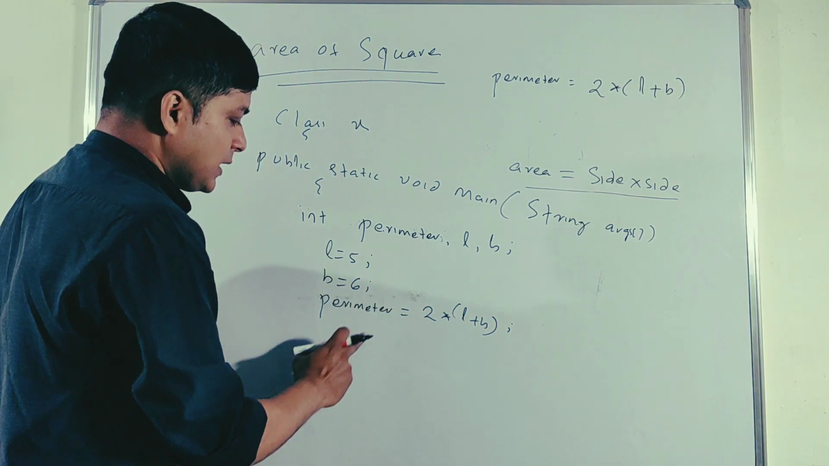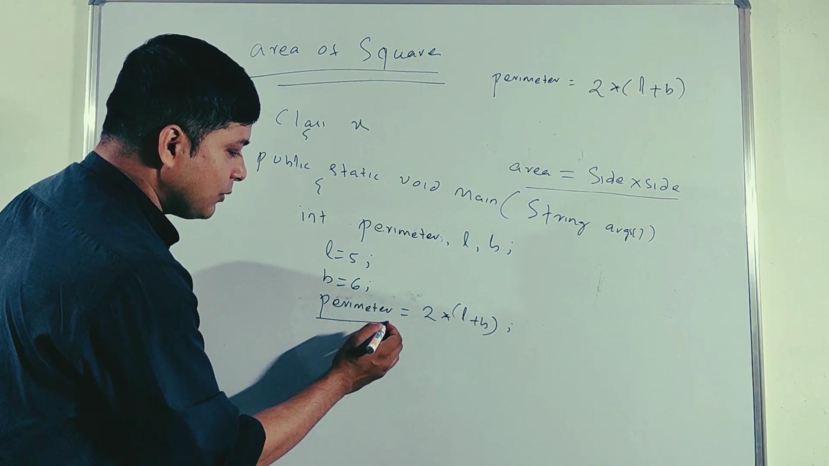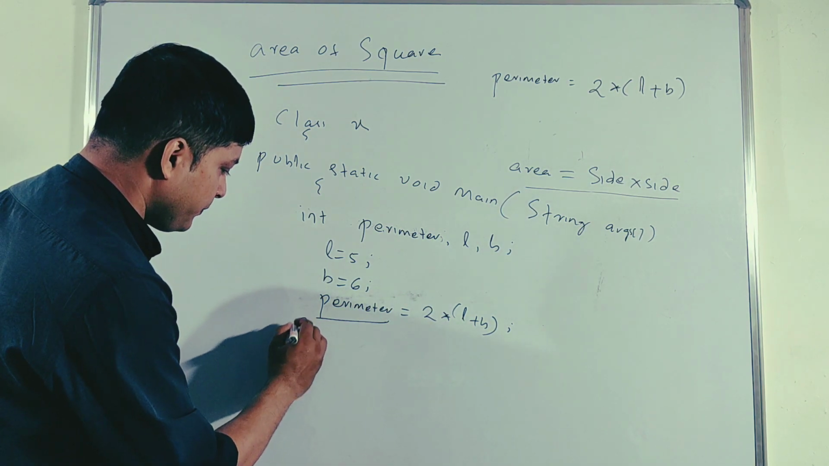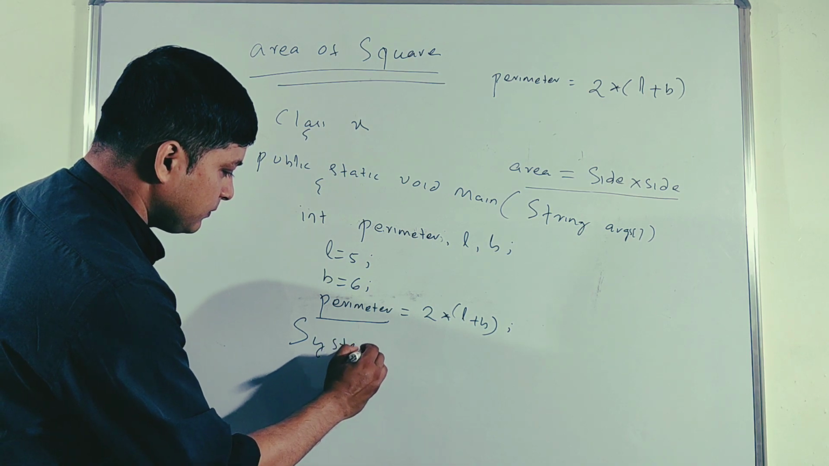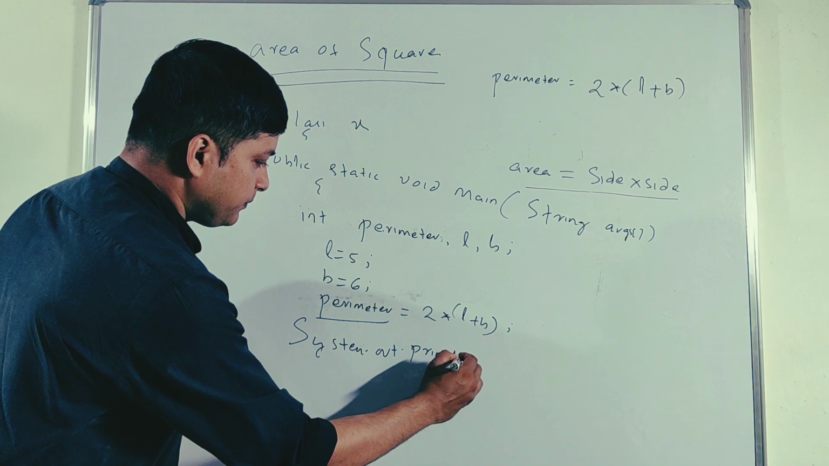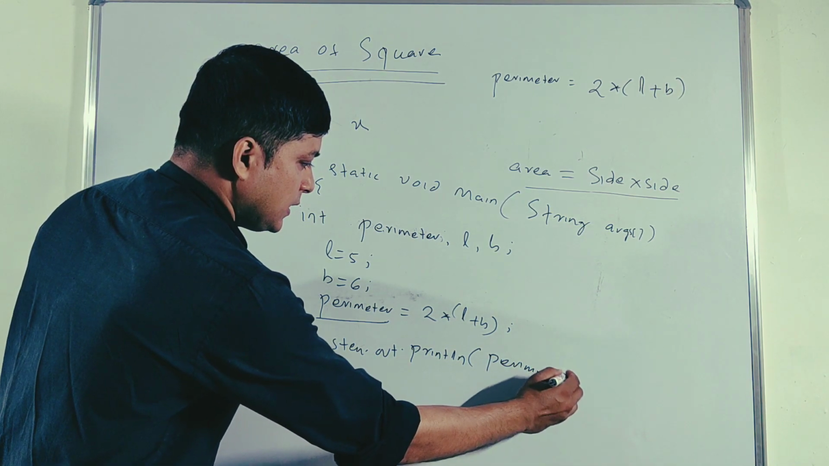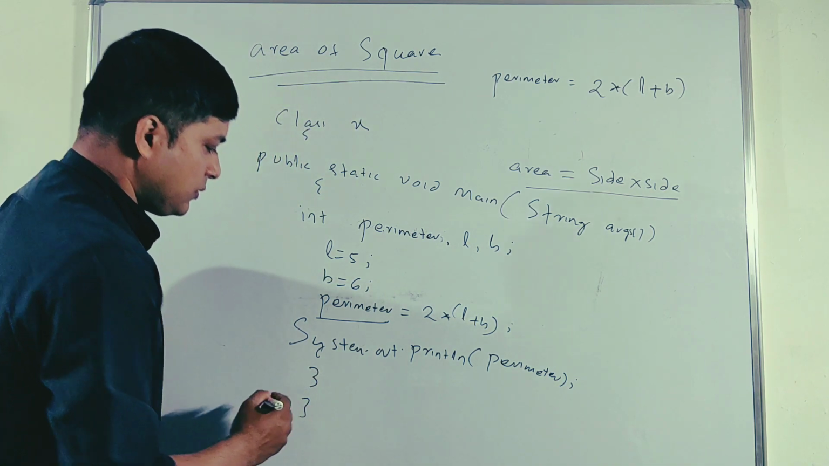So this way you can write the program: perimeter equal to 2 into (L plus B). Then you have to print the left side value. What is the value? The left side is perimeter. Then System.out.println perimeter. This way you can write the program.